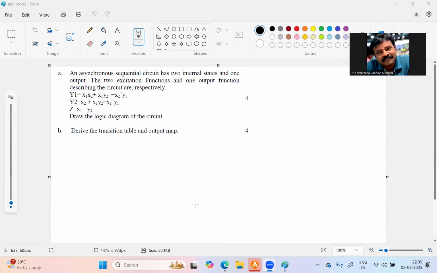In this lecture, we are going to solve another problem of asynchronous sequential circuit. The problem is to design a sequential circuit with two internal states and one output, two excitation functions. Then we have to draw a logic diagram and derive the transition table and output map. This is the problem. First, you have to draw the logic diagram.